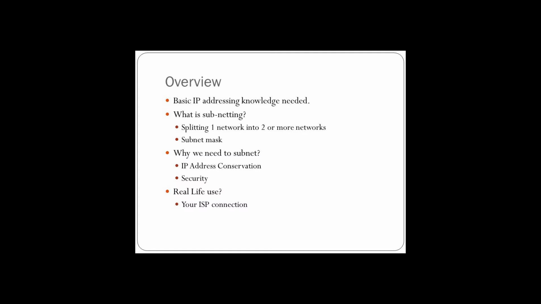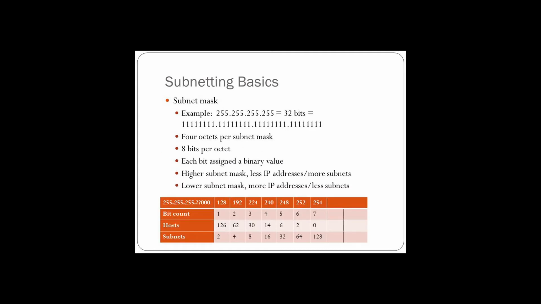Here is a summary of subnetting basic concepts before we begin subnetting. A subnet mask is made up of 4 octets equaling 32 bits. There are 8 bits per octet, and each bit is a binary number. The higher the subnet mask value, the fewer IP addresses per subnet, but more available subnets will be created. The lower the subnet mask, the more IP addresses per subnet, with fewer subnets available.